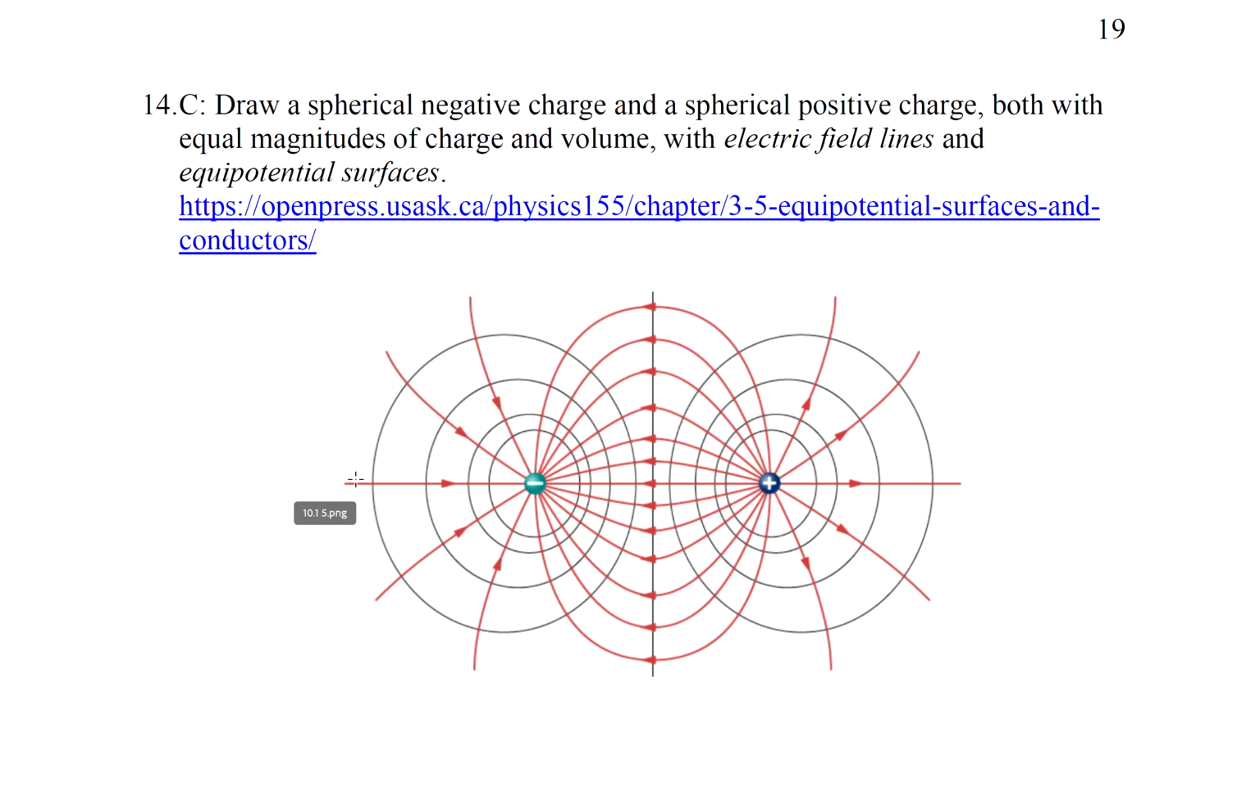Question 14, draw a spherical negative charge and a spherical positive charge, both with equal magnitudes of charge and volume, with electric field lines and equipotential surfaces. So we've got a positive charge and a negative charge. The electric field lines always point from positive charge to negative charge, and they tell you the direction a positive charge moves. And those black circles or loops are equipotential surfaces, and they're always 90 degrees from the electric field lines.